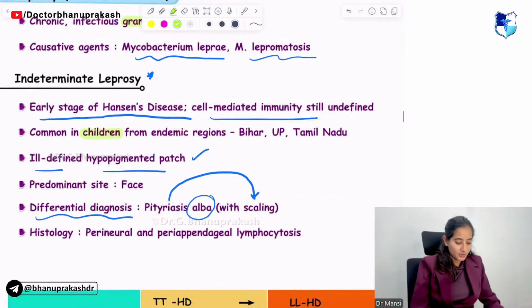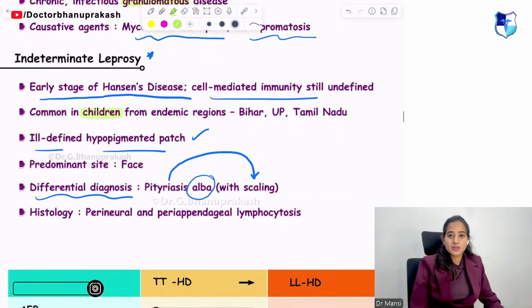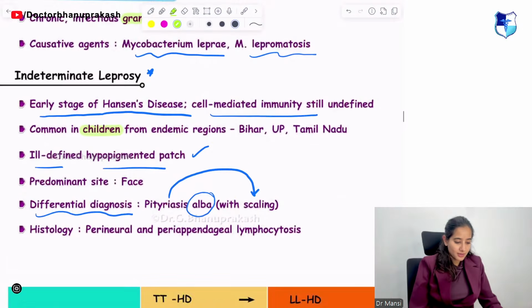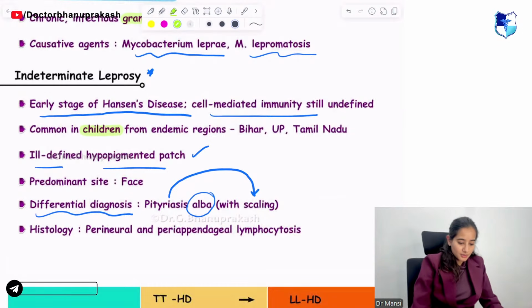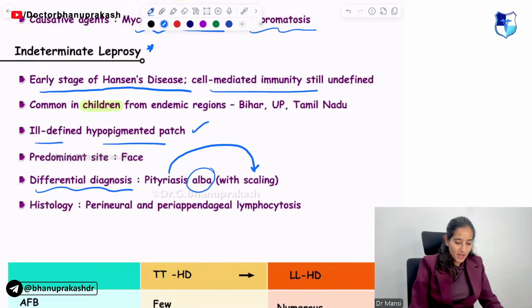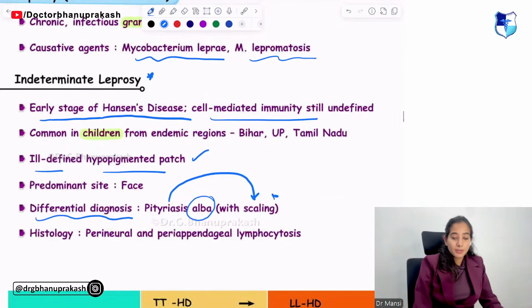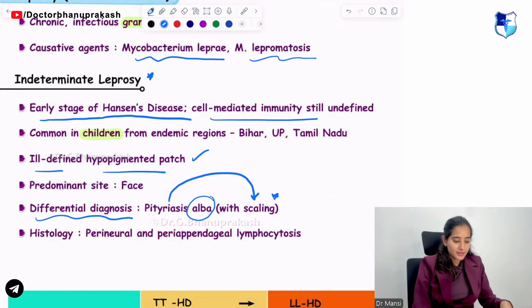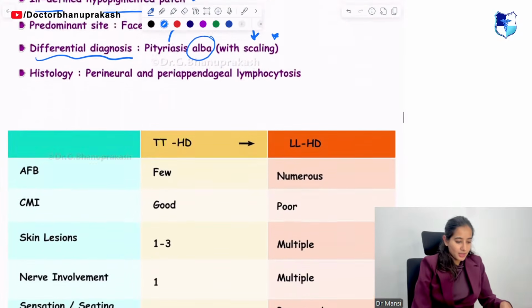Histologically, you can see perineural and periappendageal lymphocytosis in them. There will be an ill-defined patch. In Pityriasis alba, as I was saying, there will be scaling, whereas in indeterminate leprosy you will not find any scaling. There will just be an ill-defined patch.